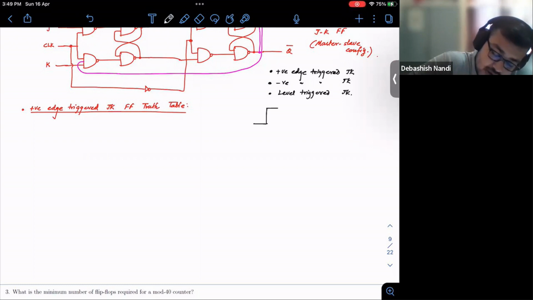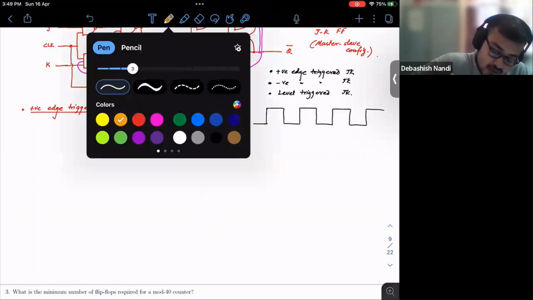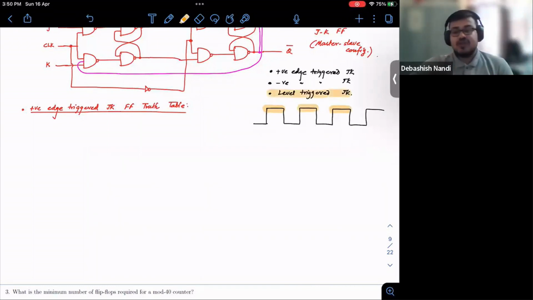Suppose you have your clock signal like this. Okay. So let's say if we read the clocks here, right? Whenever the clock is high, then that is called level triggered. But the issue with this is if whenever your clock is high, your input is changed, then your output will also change, right? This will cause glitches or jitters in your circuit.